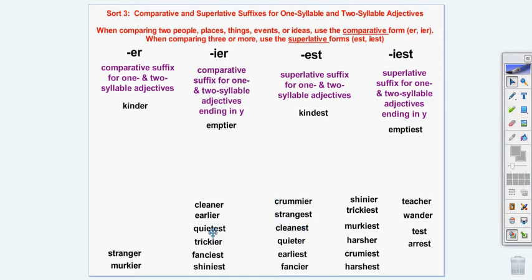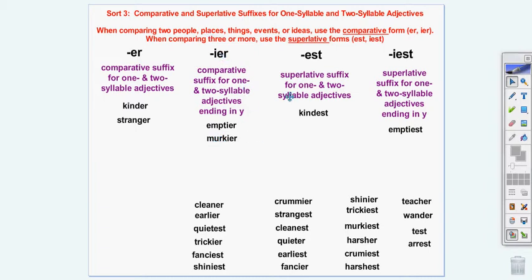We can keep going through all of these. Stranger, of course, we're not just using it as a noun, saying watch out for that stranger. We're saying as an adjective, this is stranger than that. We're comparing two things, so we have the er suffix. Murkier is made from the adjective murky, which ends in a y, and so we'll change the y to I and add er, or add the suffix ier.